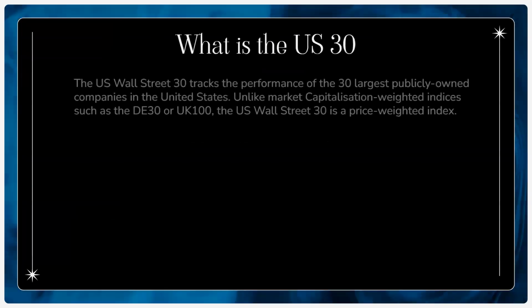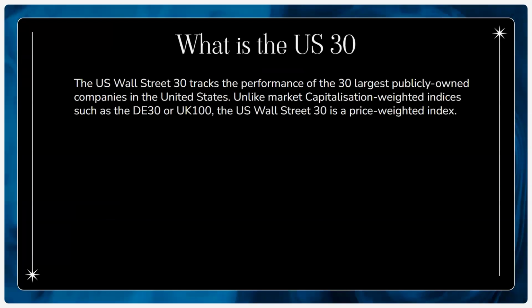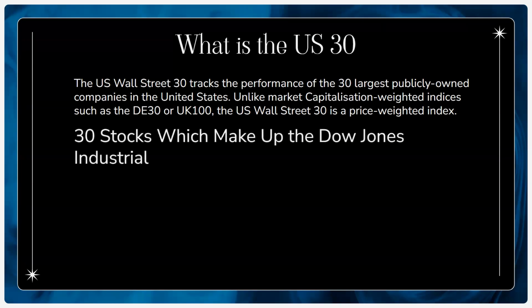So what is the US 30? The US Wall Street 30 tracks the performance of the 30 largest publicly owned companies in the United States. Unlike market capitalization weighted indices, such as the DE 30 or the UK 100, the US Wall Street 30 is a price weighted index. 30 stocks which make up the Dow Jones Industrial.